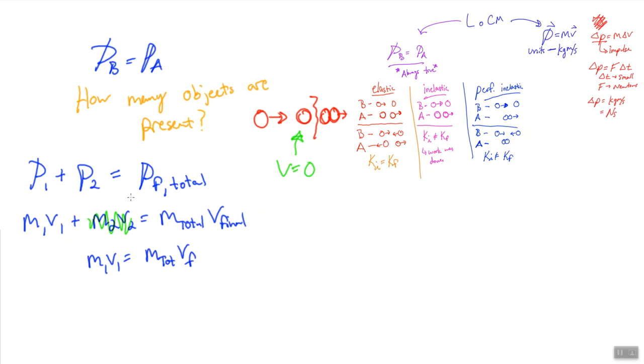It doesn't really matter which you do, as long as you stay with that question of how many objects are present. You can say before the collision and after the collision. You can expand your formula out and then continue forward.